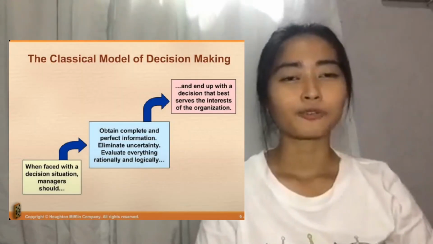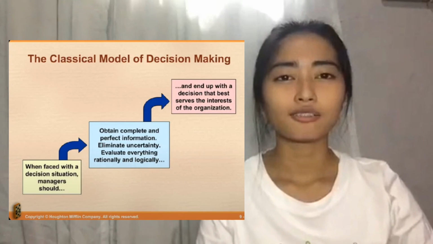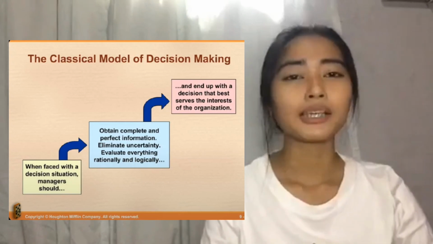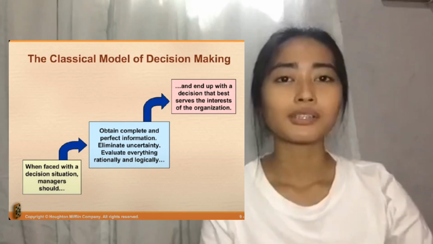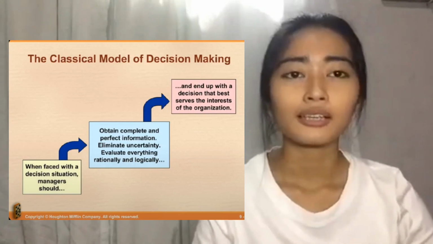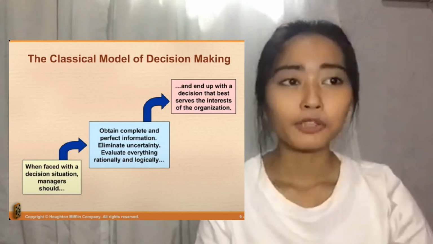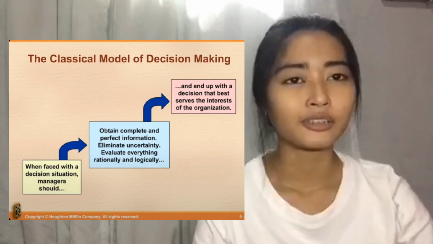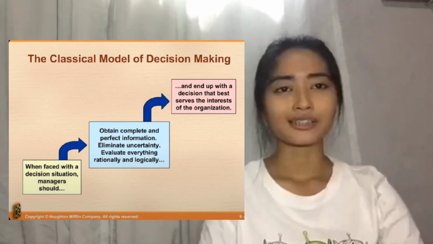The classical model of decision making. In the classical model of decision making, this is the rational strategy a manager should follow when making decisions in order to achieve a company's set of goals. So as it says here, when faced with a decision situation, managers should obtain complete and perfect information, eliminate uncertainty, evaluate everything logically and rationally, and end up with a decision that best serves the interests of the organization.